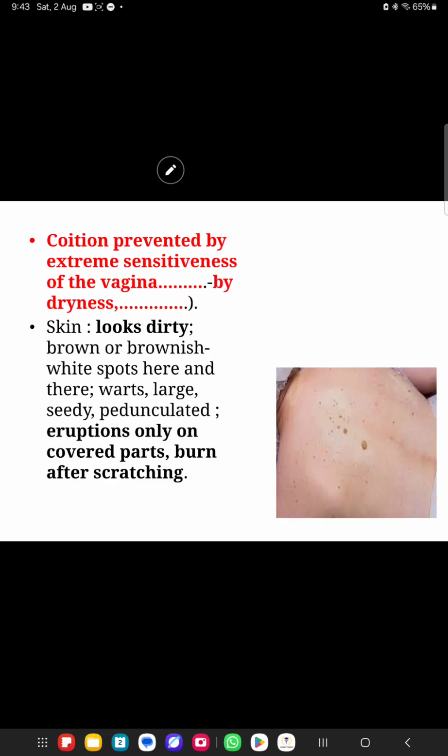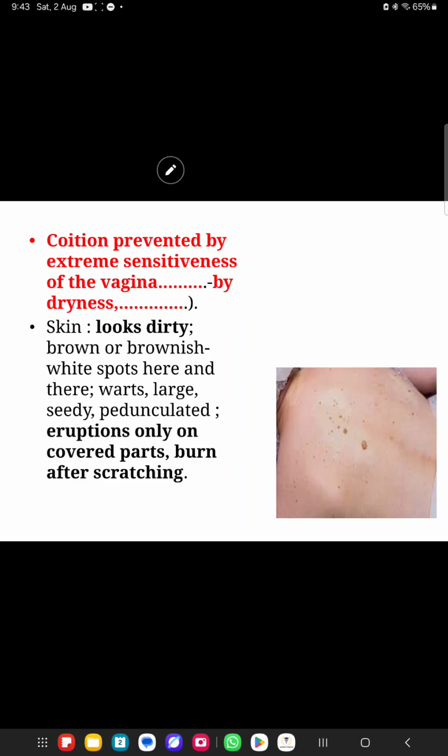There is also a medicine like platina. But if there is dryness of the vagina along with the sensitiveness, then we can think about lycopodium, lycopodium, and natrum mur. Just try to remember. Because of dryness of the vagina, we can correlate and think about the medicines lycopodium and natrum mur.